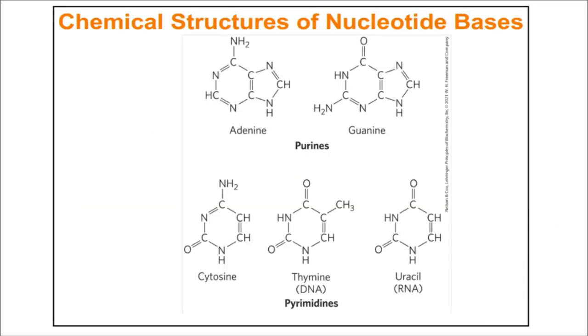And then as far as the structure for these nucleotide bases, for the purines you have adenine and guanine. And for the pyrimidines, you have cytosine, thymine, which is basically in DNA, and then you have uracil that is in RNA. Know that the difference between thymine and uracil is that methyl group. A methyl group is with the thymine, and with it removed is the uracil as a nucleotide base.